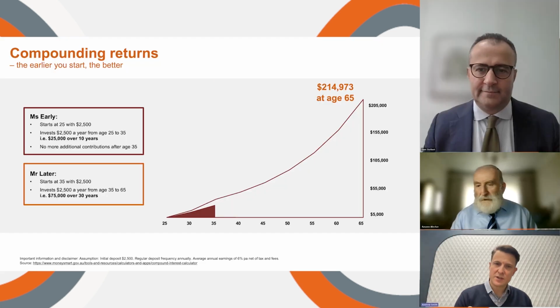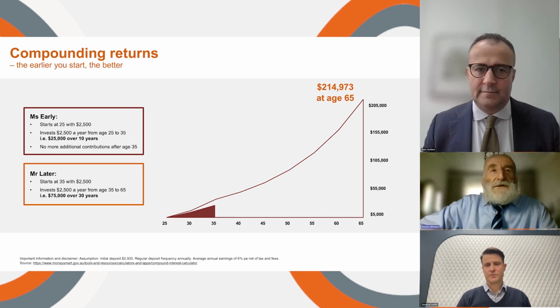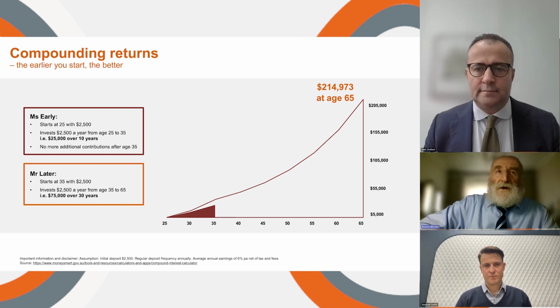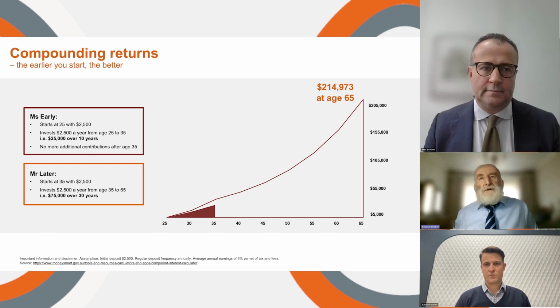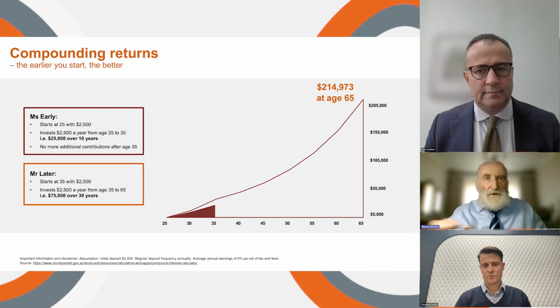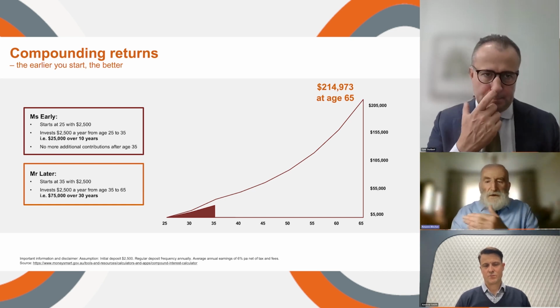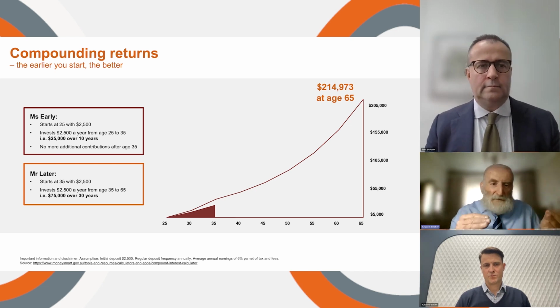Right. So could you take us through this example that we see here on the screen? Yeah, sure. We have Miss Early here. She starts off at age 25 and she puts in $2,500 for the next 10 years. And then she just leaves it. She doesn't make any further contributions. And the assumed rate of return in that investment retirement is 6%. So altogether, she spent $25,000 over 10 years. The return is 6%. But her investment has been in that environment for 40 years, from 25 to 65.